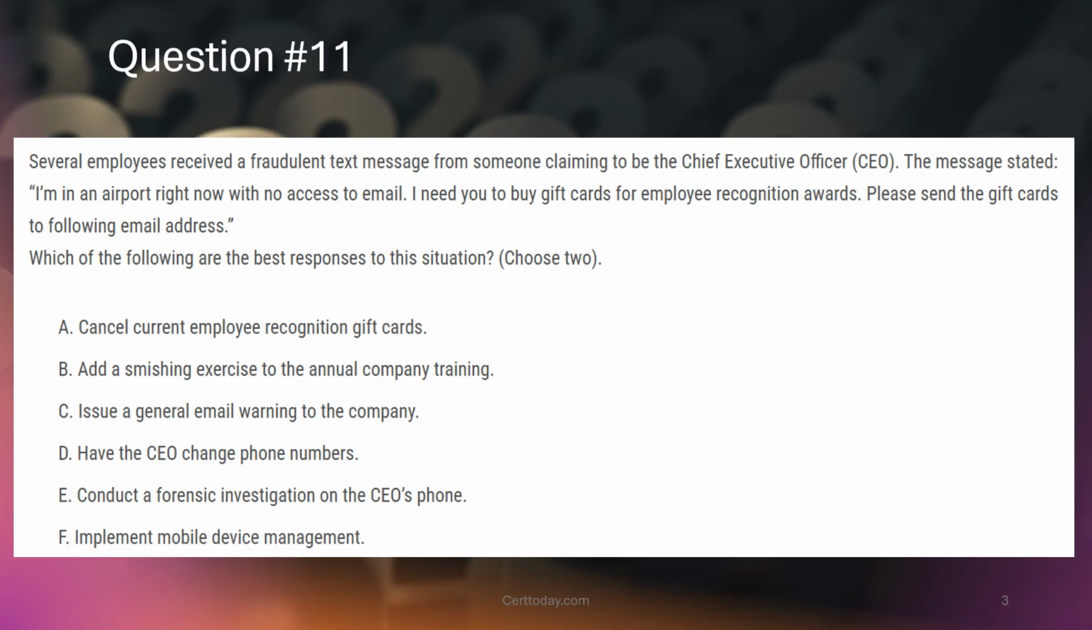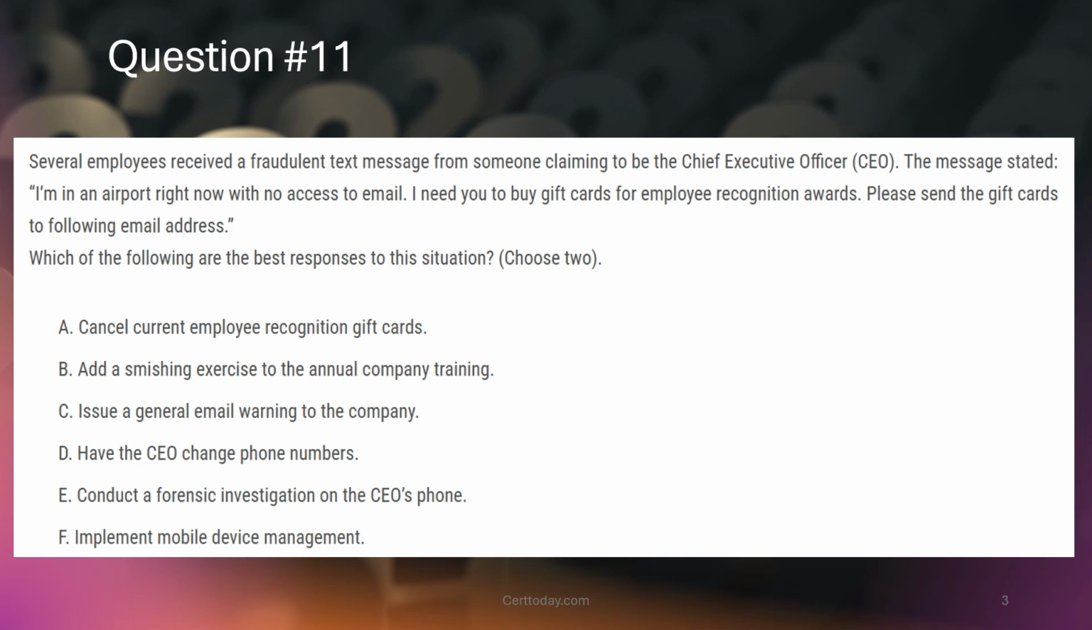Question 11. Several employees received a fraudulent text message from someone claiming to be the chief executive officer or CEO. The message stated, I'm in an airport right now with no access to email. I need you to buy gift cards for employee recognition awards. Please send the gift cards to the following email address. Which of the following are the best responses to this situation?